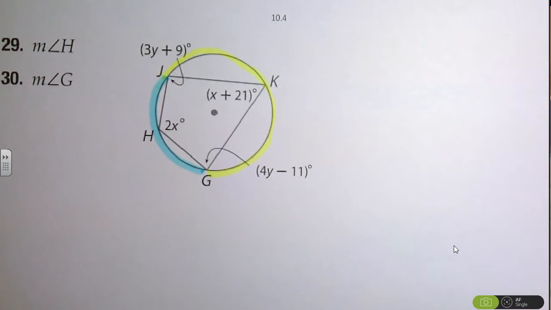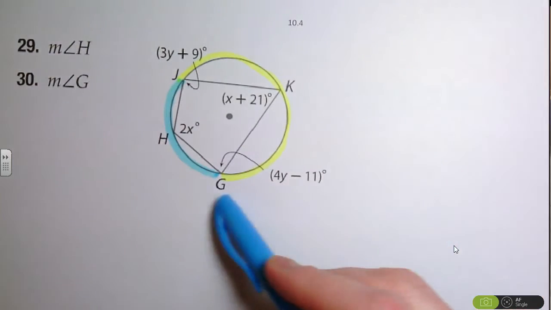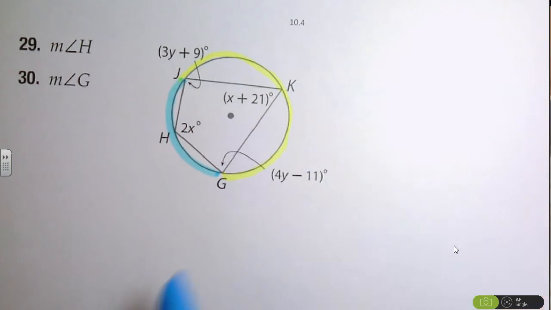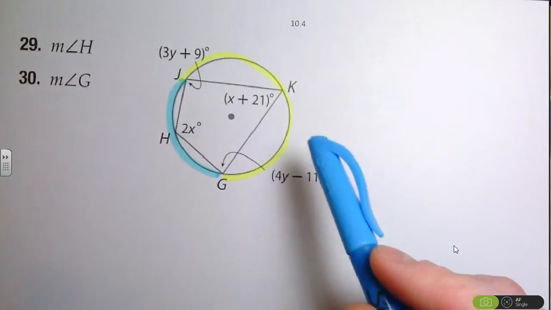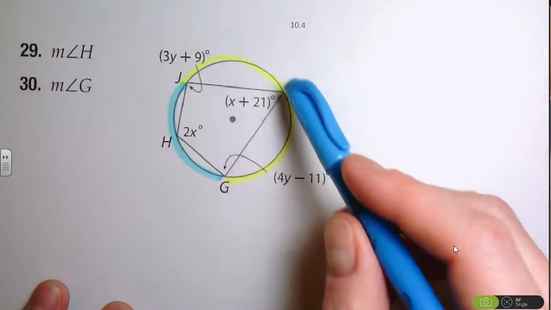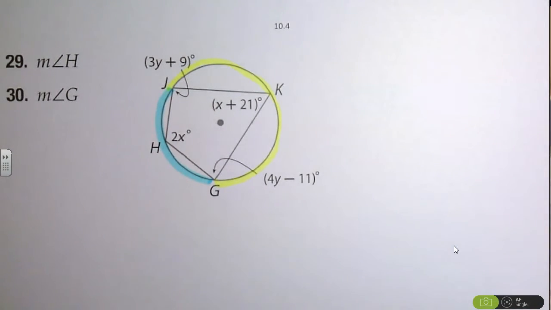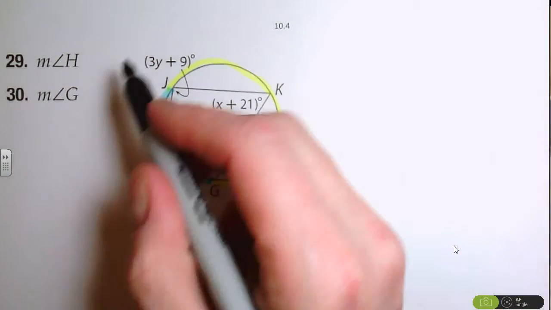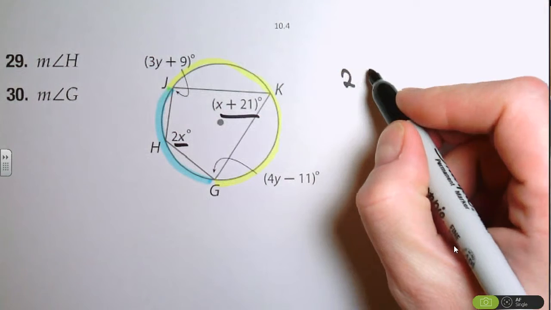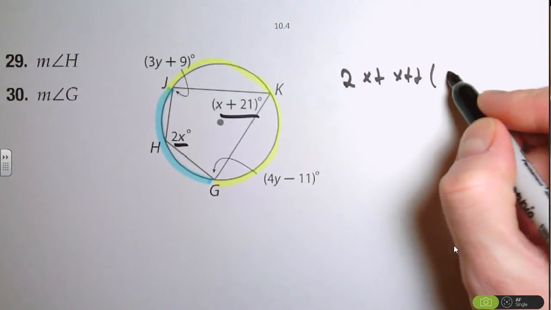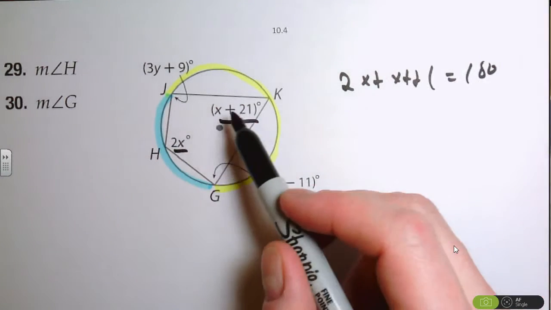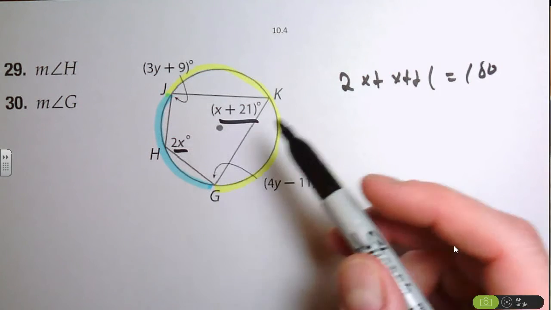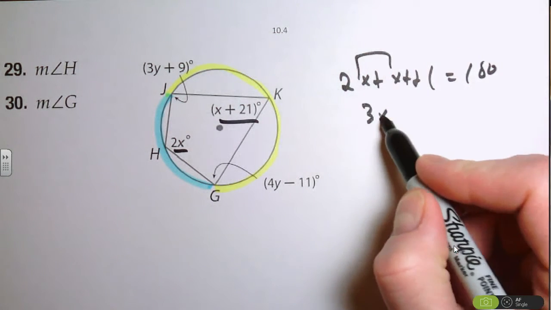So right there you can see the two arcs make up the whole circle, which is 360 degrees. Well, these two inscribed angles have to add together to make up those arcs, meaning that these two guys have to add up to be half of the arcs. So 2x plus 21 is 180. And that's the theorem we had, is that opposite angles of an inscribed quadrilateral are supplementary. So 2x plus x is 3x.